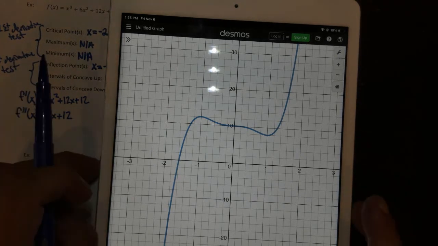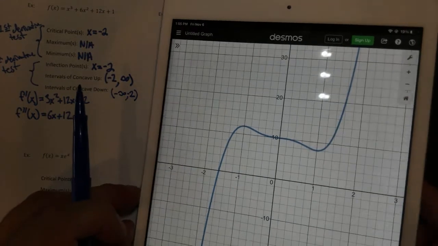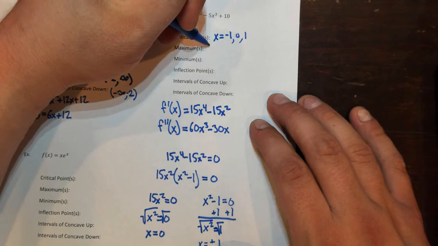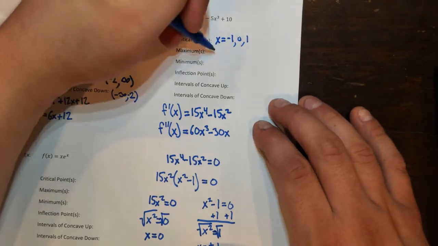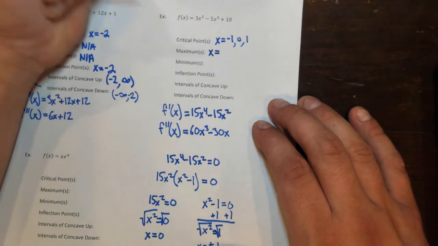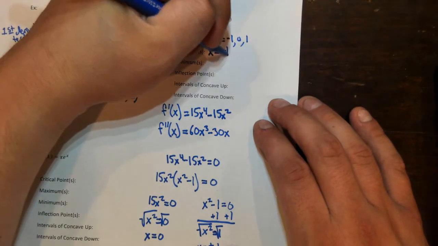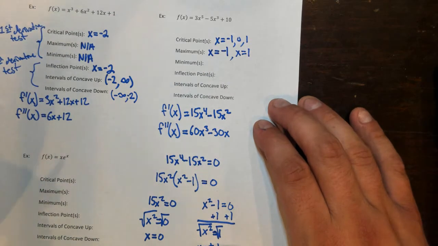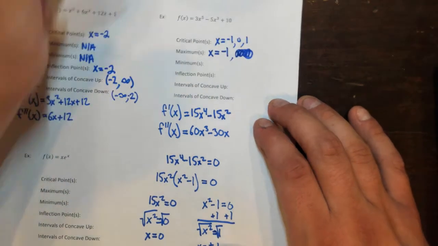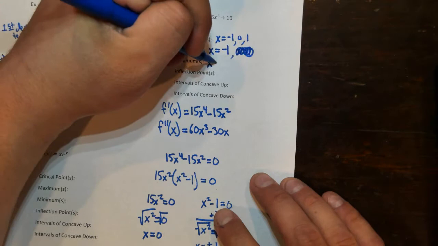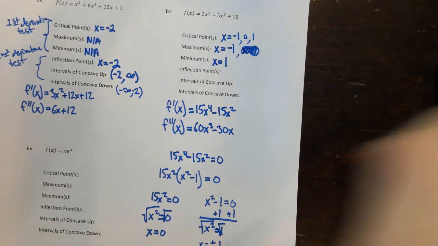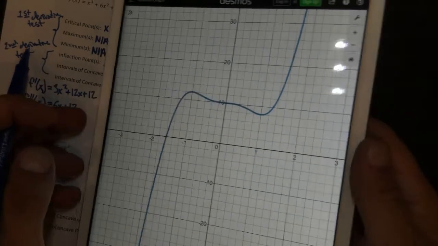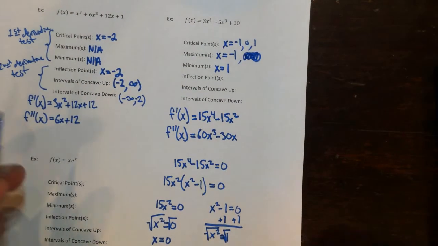So let's see here. We have a max at x equals negative 1 and at x equals positive. Oh, I'm sorry. The one at x equals positive 1 is a min. If we were to look at it, the one at negative 1 is a max. The one at positive 1 is a min. And then our inflection point.